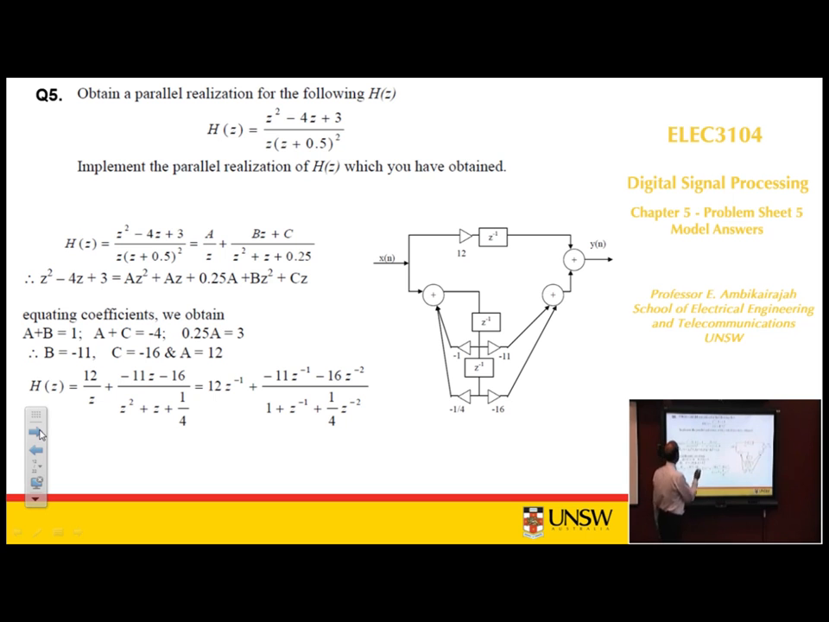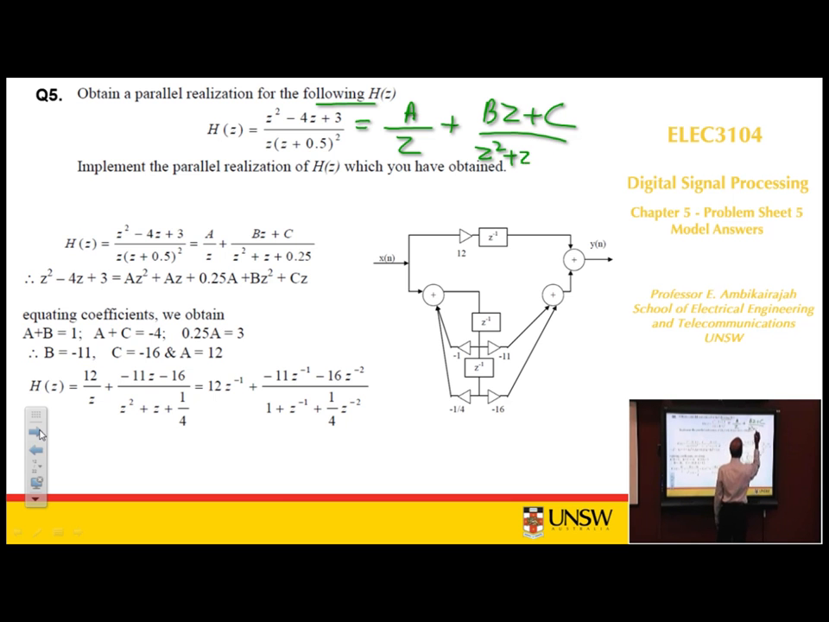Next question: obtain a parallel realization for the following H(z). So we need to do a parallel realization. This can be split into A over z plus (Bz plus C) over z squared plus z plus 0.25, since the denominator is a square and you expand it. Yeah, that's your partial fraction, because parallel means always partial fraction. So this is your transfer function, A over z, and because this is second order, you put a first order there, and that's your partial fraction technique.